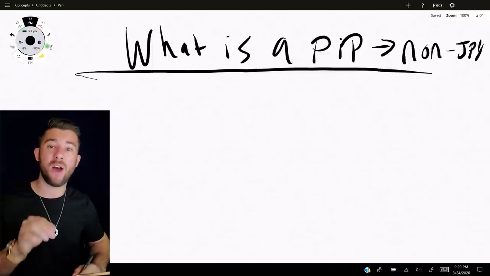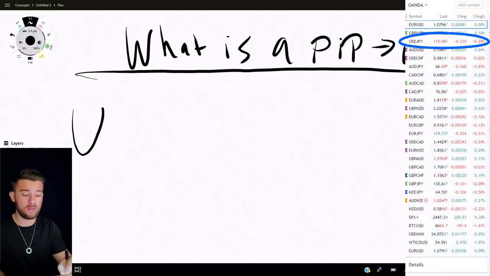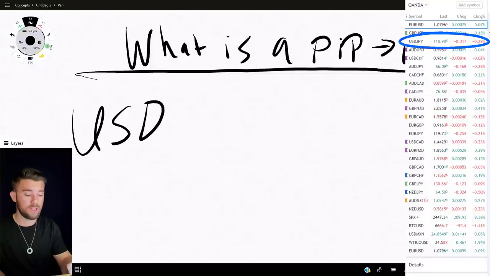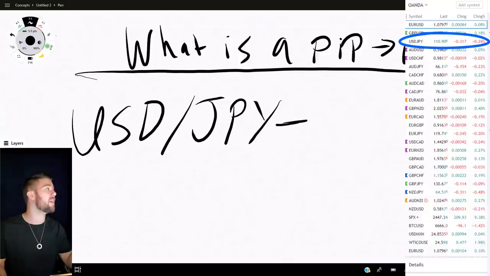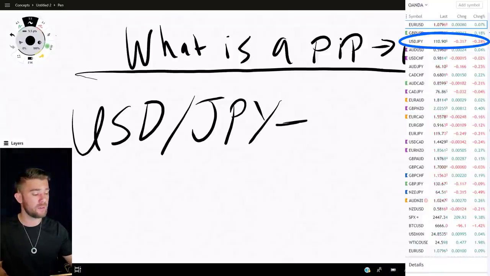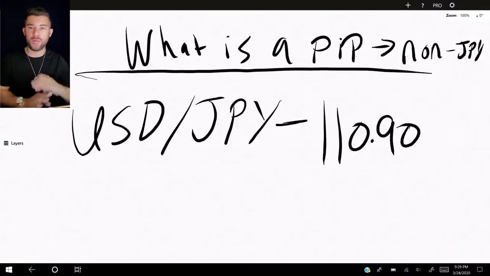If we look at the value right now of the dollar yen, which is USD JPY, the dollar yen currently has a value of 110.90. With this being the case, and on only pairs with JPY attached to them, we go 2 decimal places instead of 4. What do I mean by that? Let's actually draw the graph right now so that we can make this as easy as possible.